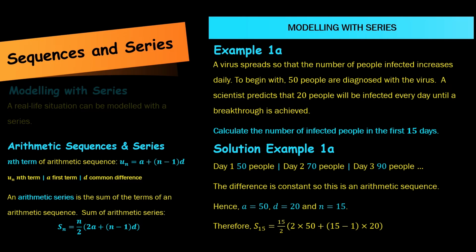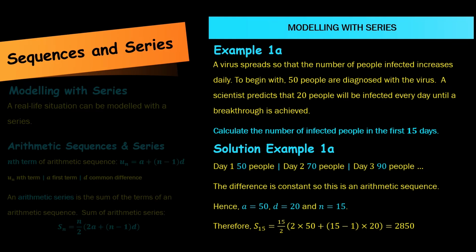So if we want to find the total number of infected people on day 15 or in the first 15 days, we add up all the first 15 terms. So substituting in the formula, we plug in n equals 15 as shown, and a equals 50 as shown here, and d equals 20 as shown here. And calculating this gives us that S subscript 15 is equal to 2,850.